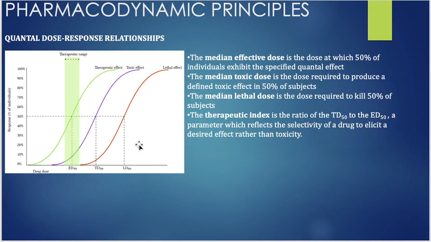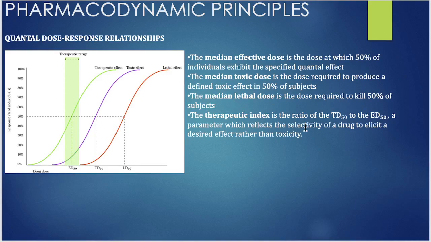Your median toxic dose, this one, is called median because we are talking about the dose required to produce a defined toxic effect in 50% of the subjects. That is now your median toxic dose. When I say median lethal dose, that is now the dose required to kill 50% of the subjects. Not just the toxic effect, but already killed the person. So, lethal dose talaga. Again, median effective, 50% of individuals will have a specified quantal effect, or the effect that we want our patient to have. Median toxic, 50% of the subjects will have a toxic effect. Lethal dose, 50% of the subjects will be killed.